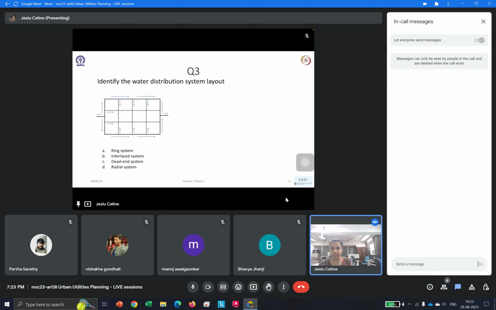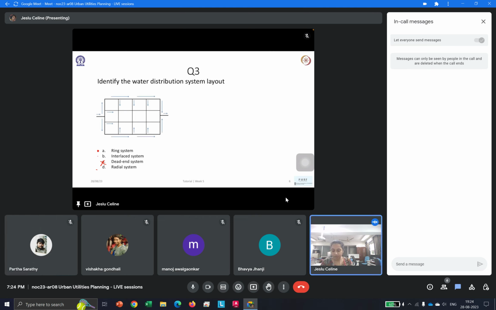Identify the water distribution system layout. So let's go option by option from the last one. Is it a radial system? Okay, let's come back. Is it a dead end system? No, ma'am. It's not a dead end system. Everybody's sure it's not a dead end system. Is it an interlaced system? Okay, let's come back. Is it a ring system? I think it's ring system. Okay, somebody says that it is a ring system.